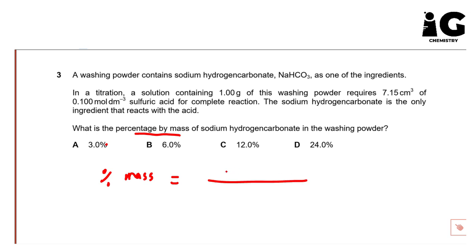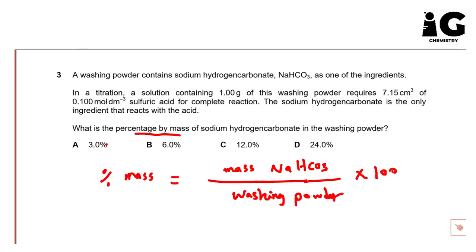I think everyone knows. So here we need to use the mass of NaHCO3 over the mass of the washing powder, and everything times 100 to get the ratio, okay? So we need actually the mass of NaHCO3 and the mass of the washing powder.